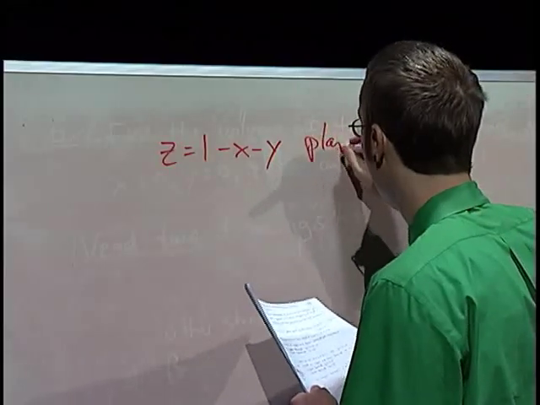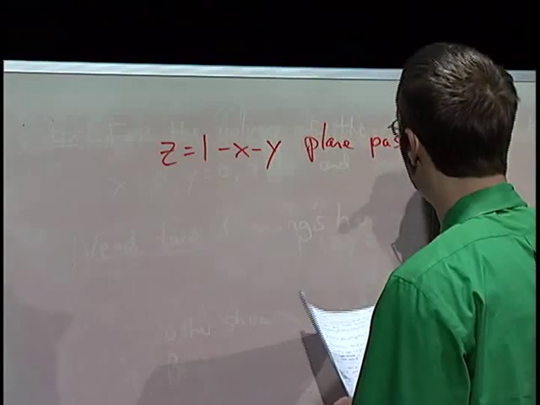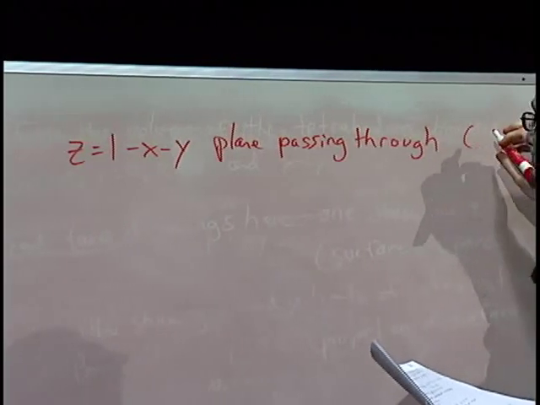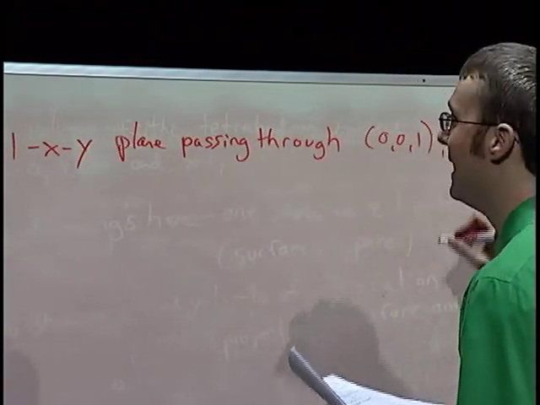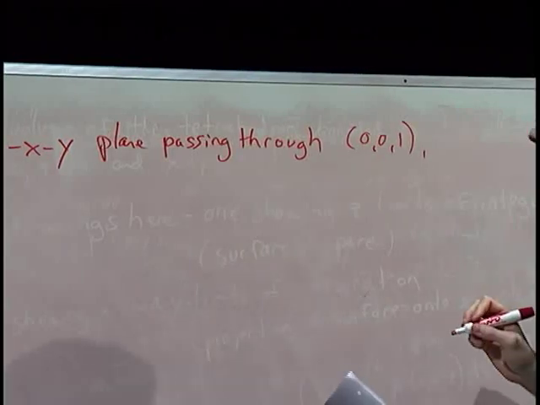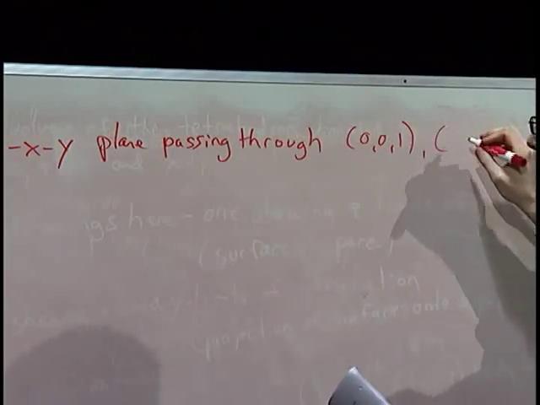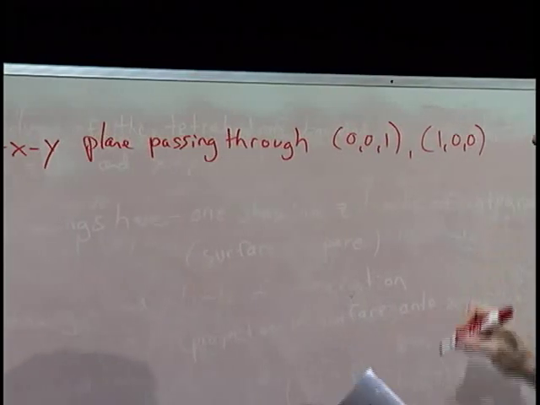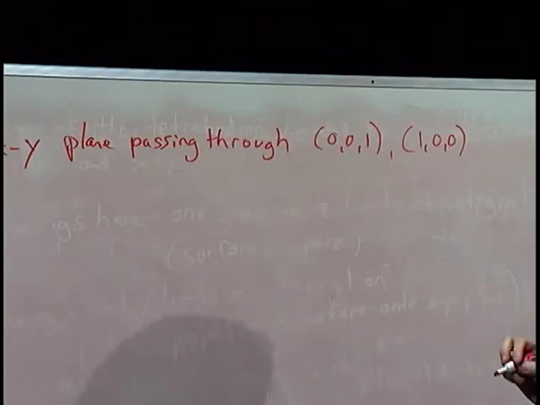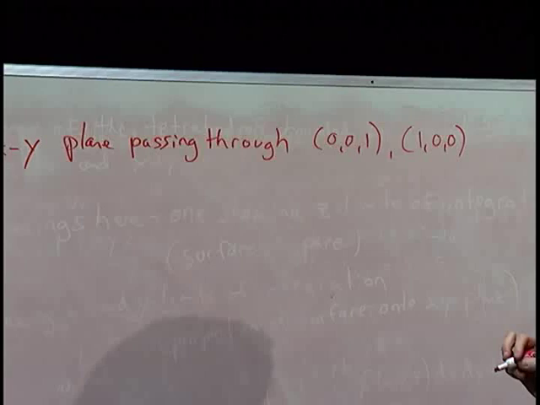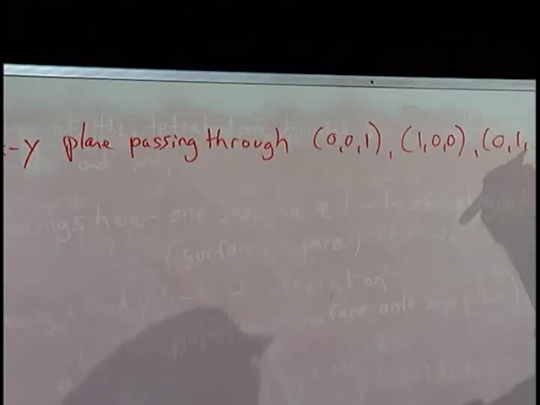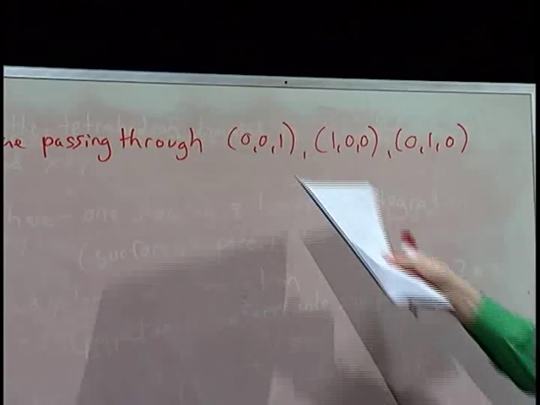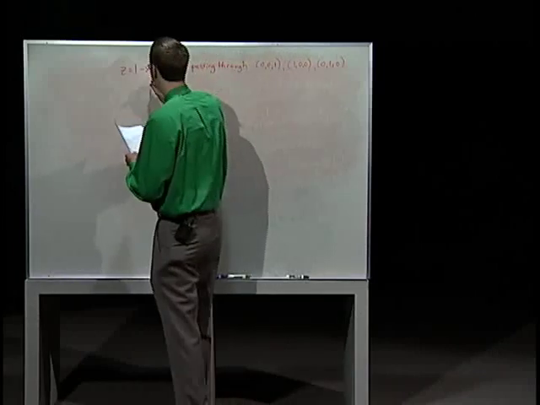So we need this plane. This is a plane that goes through the following 3 points. It goes through 0, 0, 1. If y and z are 0, then we have x equals 1, so we have 1, 0, 0. And if x and z are 0, then y is also equal to 1, so 0, 1, 0. So it passes those 3 points, and we can draw that up here.